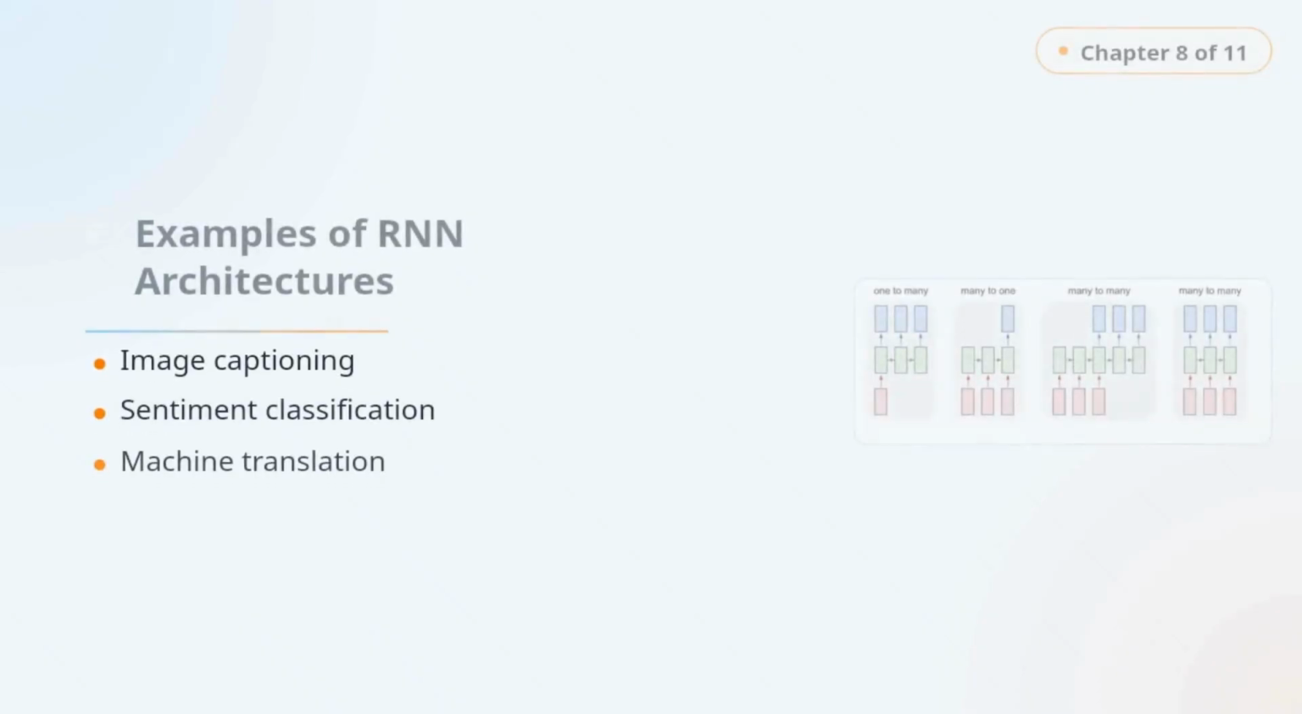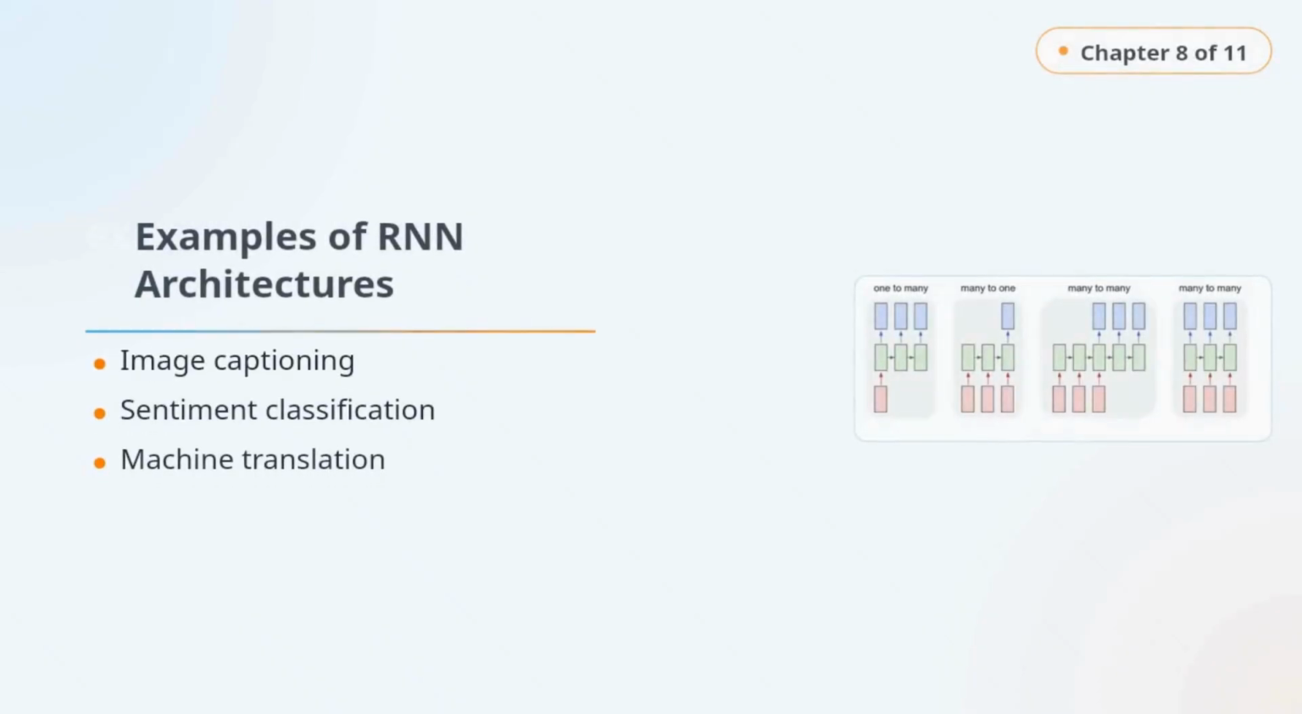Let's connect those patterns with examples. Image captioning is one-to-many because one image leads to many words. Sentiment classification is many-to-one because many words lead to one class label. Machine translation is many-to-many because one sentence is converted into another sentence and the lengths may be different.